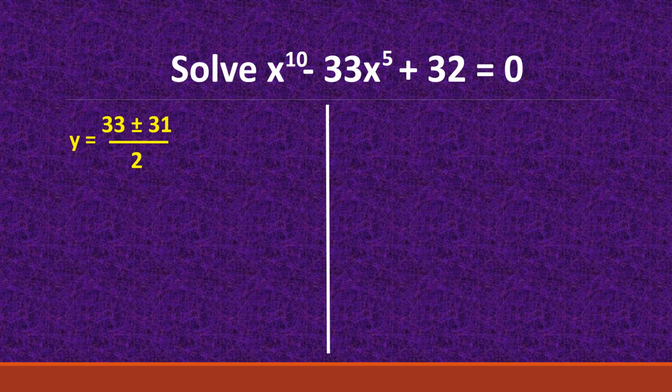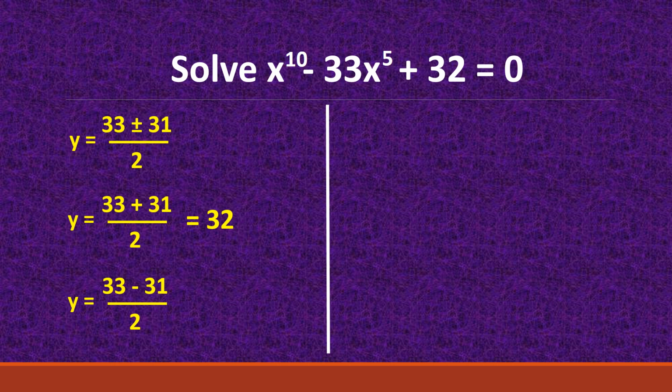It may be 33 plus 31 by 2 or 33 minus 31 by 2. If it is 33 plus 31 by 2, then the value of y will be equal to 32. And if it is 33 minus 31 by 2, then the value of y will be 1. And we know that x raised to 5 is equal to y. Then we have to find the value of x. If y is equal to x raised to 5, then x will be equal to fifth root of y.